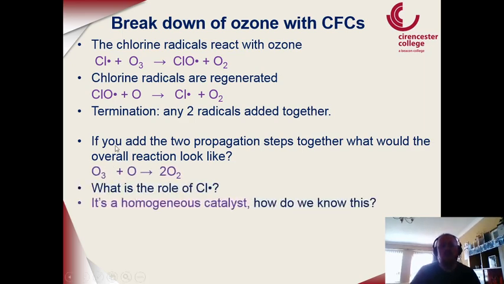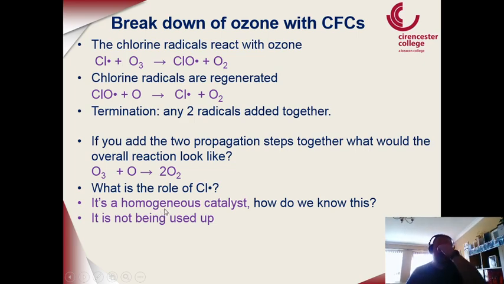So if we look at the two propagation steps and add them together, we just put them together and we take away anything that's on both sides of the equation, we can see we have O3 plus O becomes two O2s. And because chlorine is on both sides of the equation, chlorine is a catalyst. It's a homogeneous catalyst. We've not really spoken about homogeneous catalysts, but we have spoken about catalysts. A homogeneous catalyst is a catalyst which is in the same state of matter. So they are both gases, gaseous.